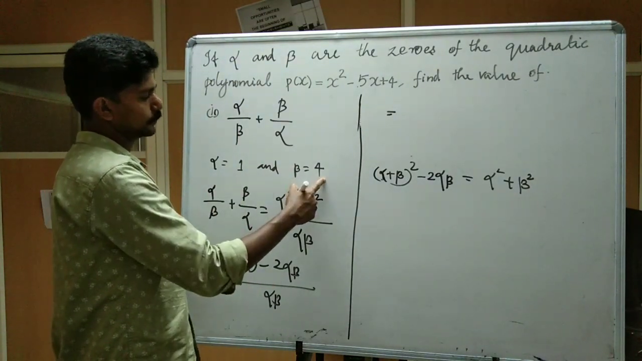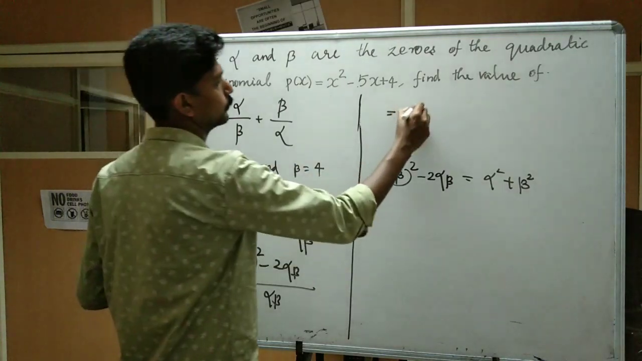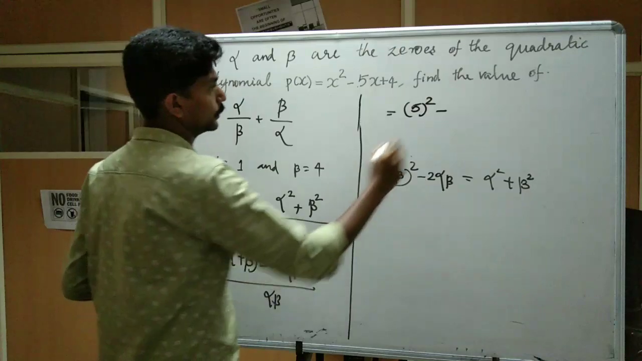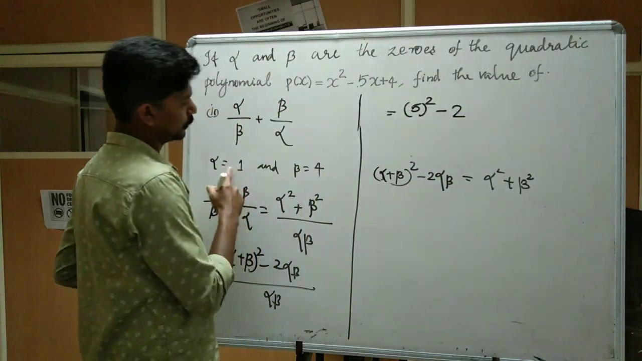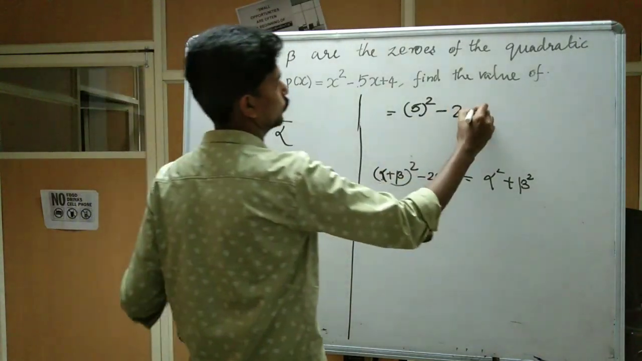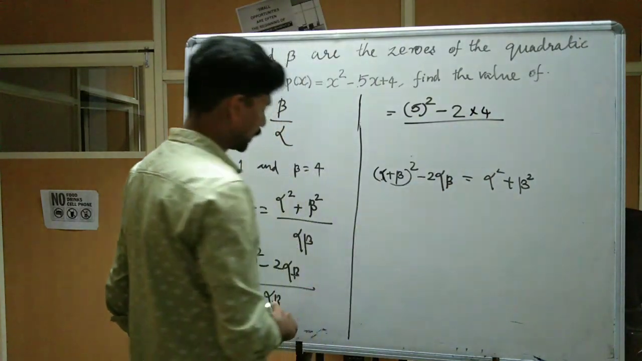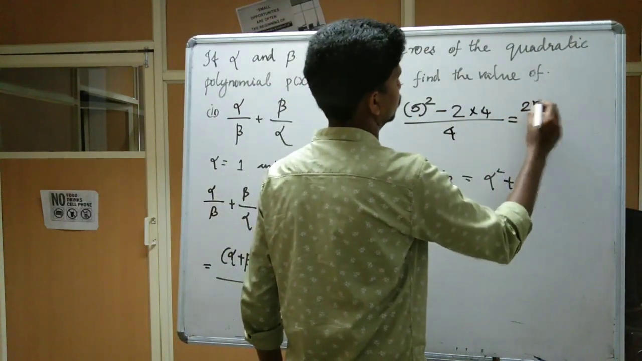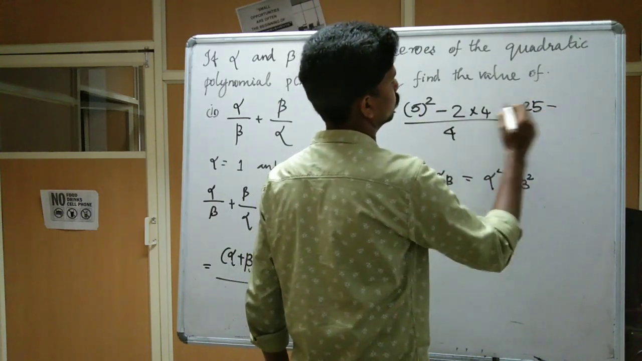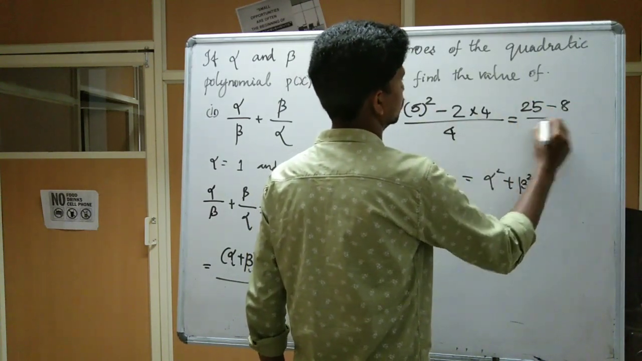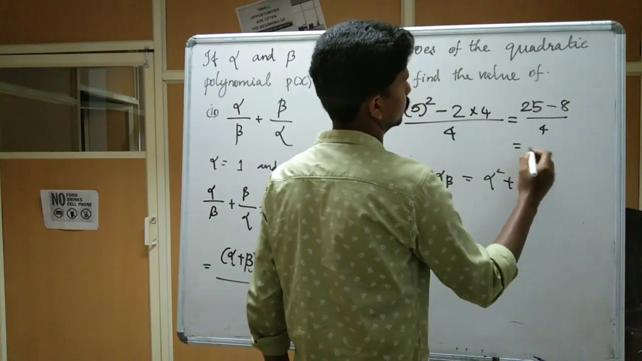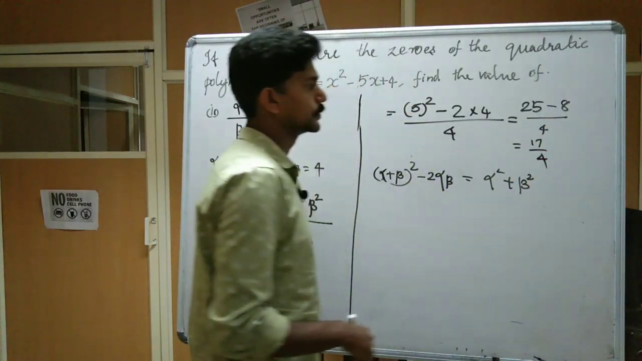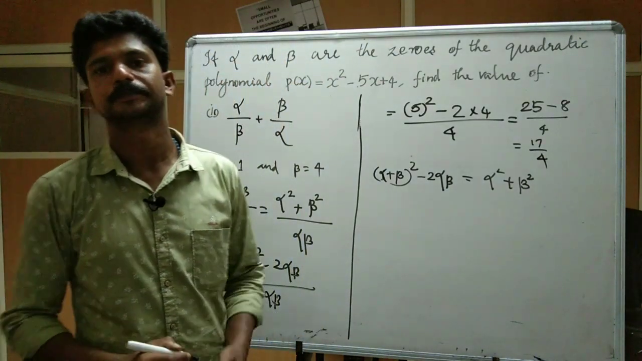4 plus 1 plus 4. 1 plus 4 is what? 5. So 5 square minus 2 into alpha into beta. Alpha into beta, 1 into 4 is 4. 2 into 4 divided by alpha beta, divided by 4, which is equal to 5 square is 25 minus 8 divided by 4, which is equal to, what is the answer we get? We get 17 by 4. So the answer is 17 by 4.